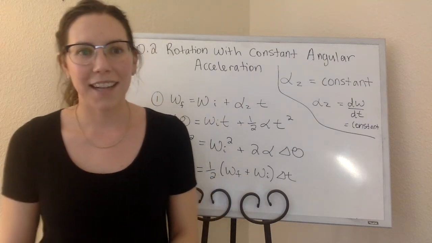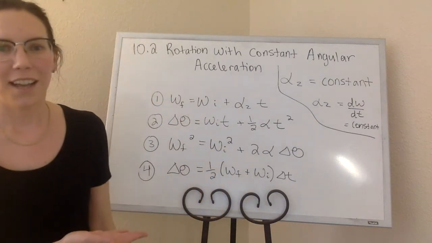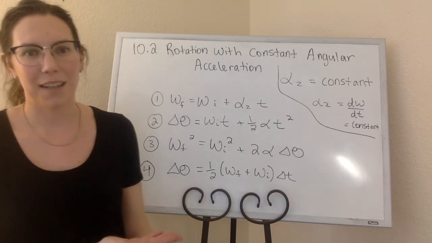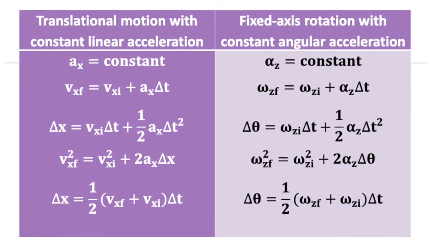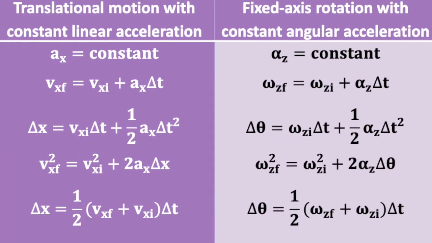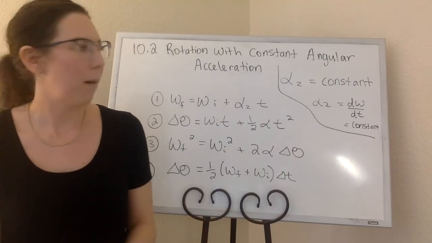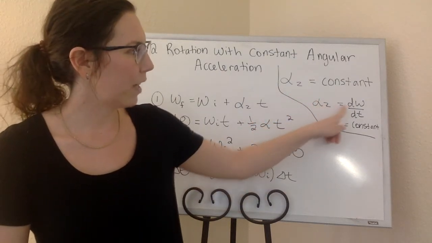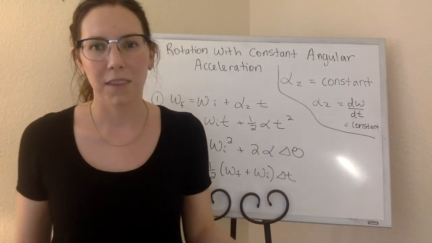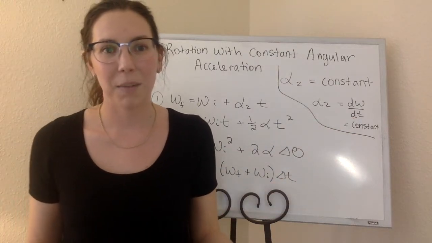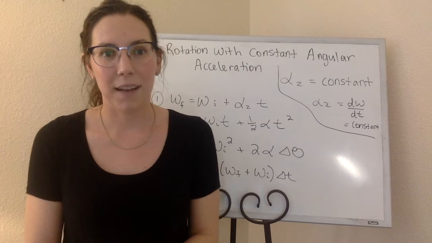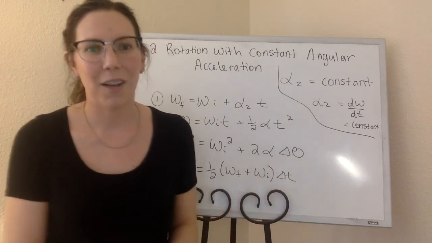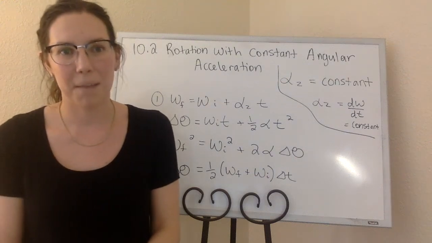Similarly, with constant angular acceleration, we have four equations that are the rotational equivalent to those translational kinematics equations. These are for problems where alpha is constant angular acceleration, which means alpha equals d omega by dt. The rate of change of the angular velocity per unit time is constant as well. You could integrate this and do some substitution in order to derive all of these, but we'll just look at how to use them.